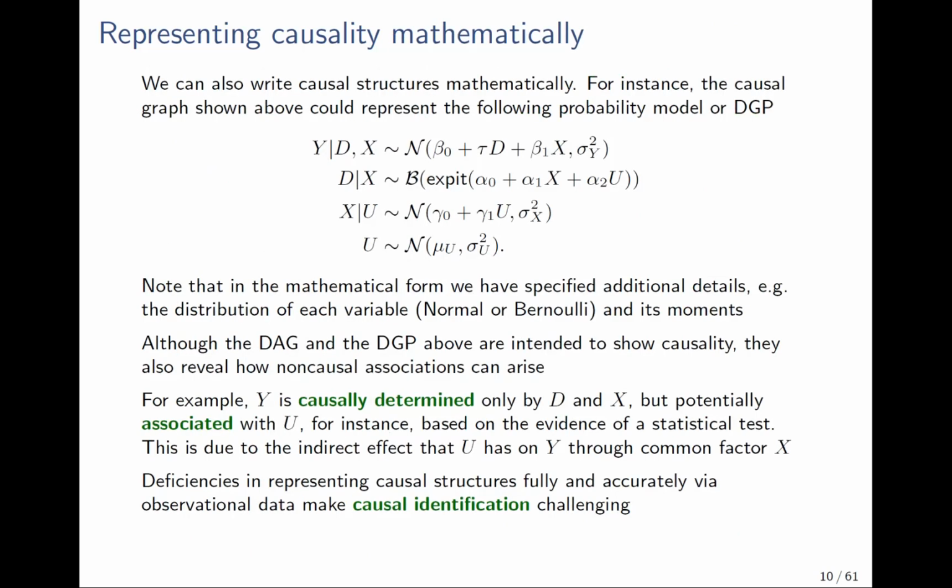Now we're also going to write causal structures mathematically using probability random variable notation. So for instance, the causal graph above, the causal DAG above, could represent the following probability model or data generating process.